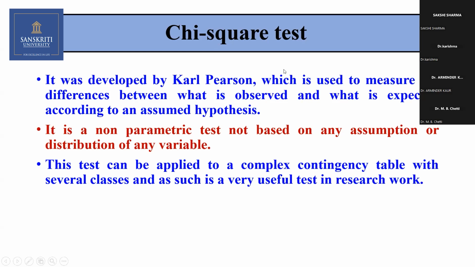Now I'll go for the chi-square test. Actually, see, in the t-test we are comparing the means. Now, the chi-square test was developed by Karl Pearson, which is used to measure the differences between what is observed and expected. It is known as a non-parametric test. There is no assumption. It is not based on any assumption or distribution of any variable.